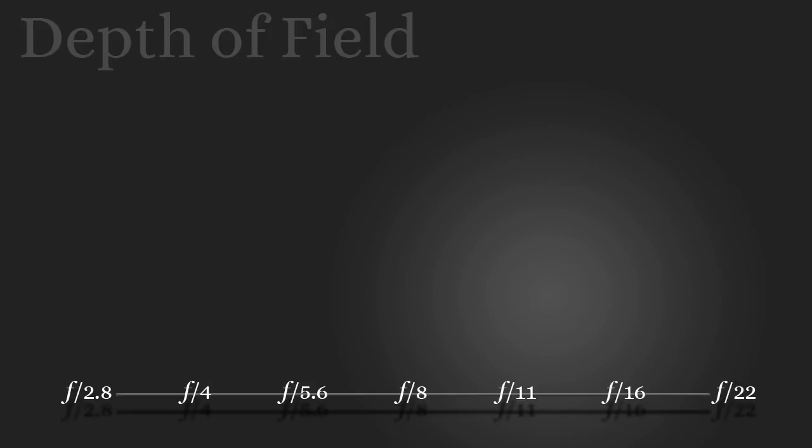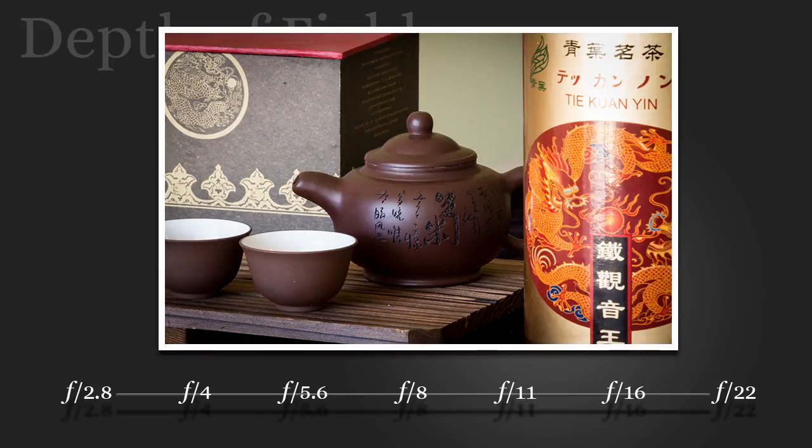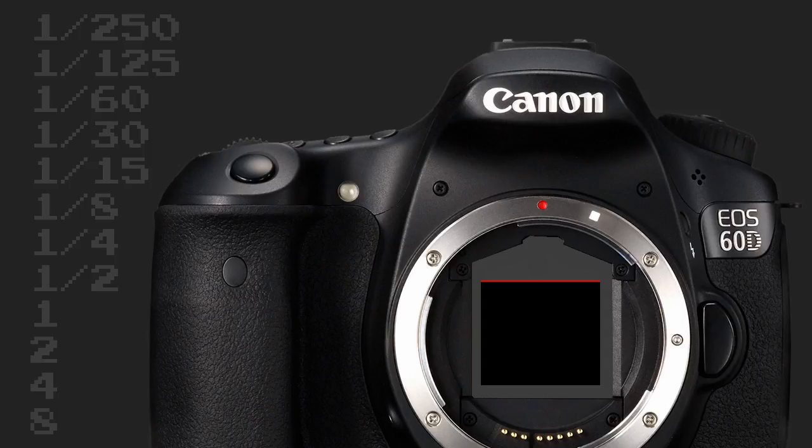So for example, this photo was taken with the aperture set at f2.8, so it has a shallow depth of field. The background is pretty blurry. This one was focused in the exact same place and the camera was in the same position, but it was taken with the aperture set at f32, and you can see how much difference there is in the background and foreground.